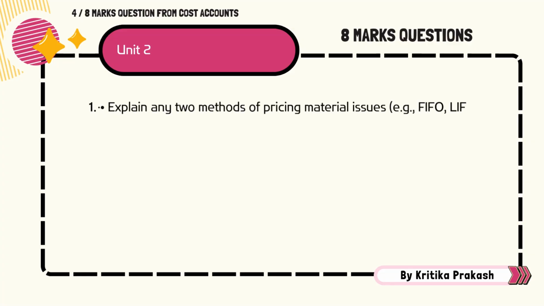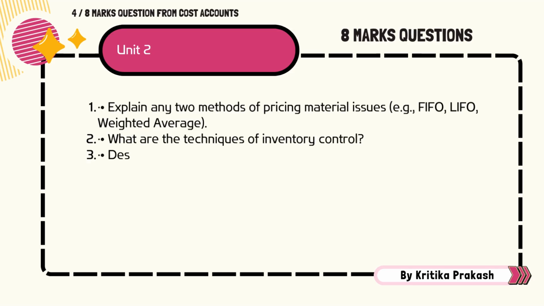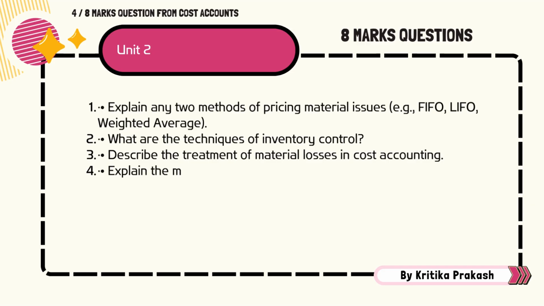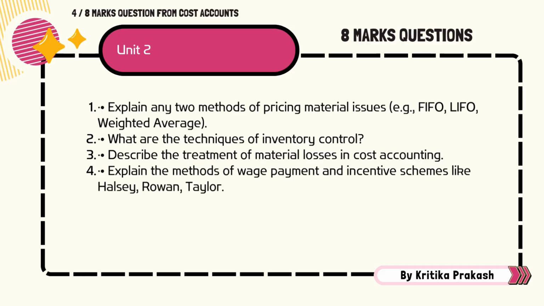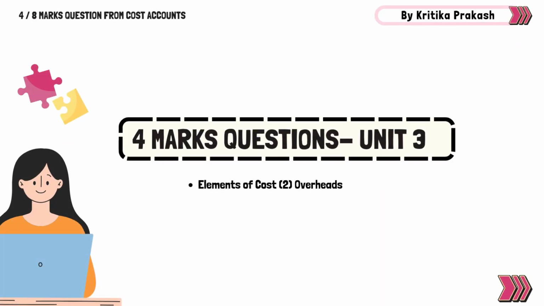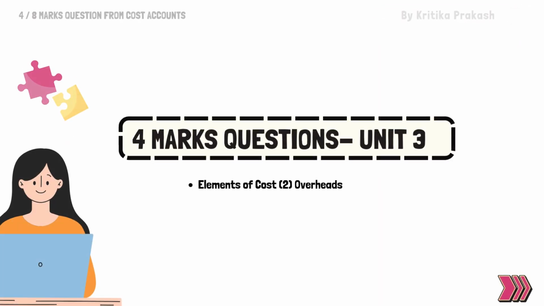for example FIFO, LIFO or weighted average method. What are the techniques of inventory control? Describe the treatment of material losses in cost accounting, and explain the methods of wage payment and incentive schemes like Halsey, Rowan or Taylor. Talking about unit number 3, overheads, the popularly asked 4 marks questions are: what are overheads?